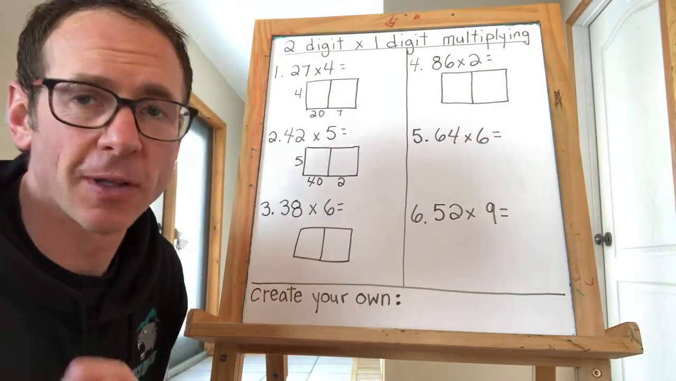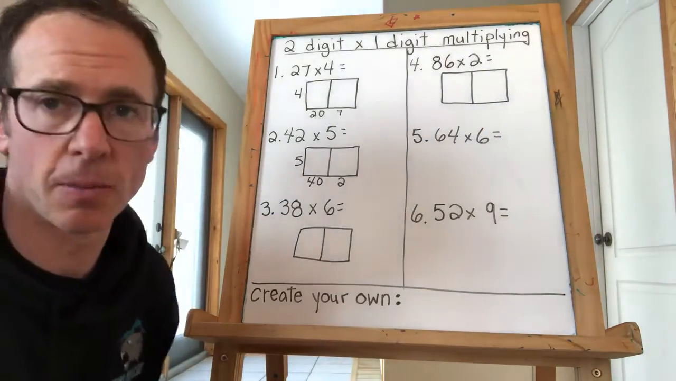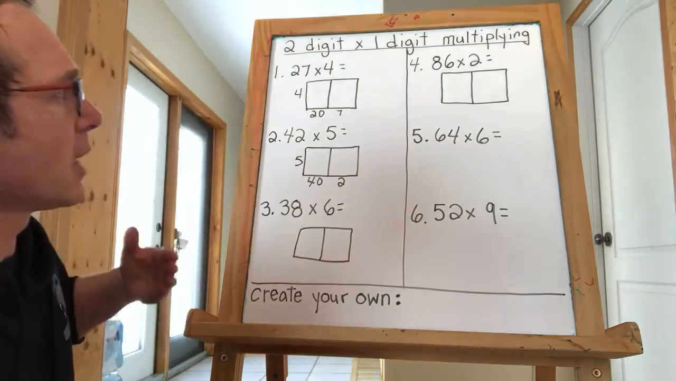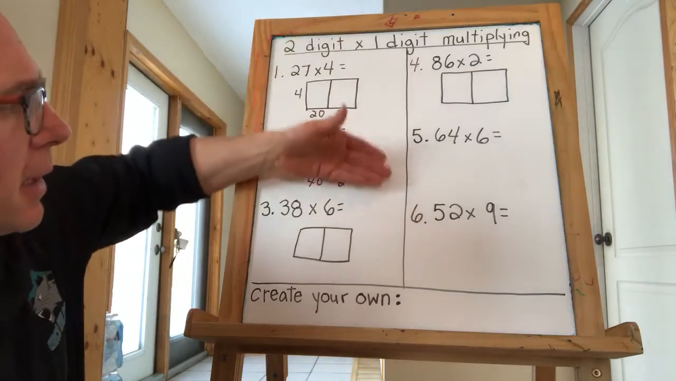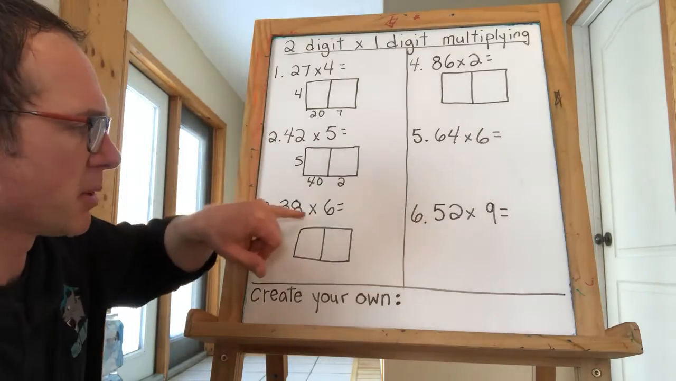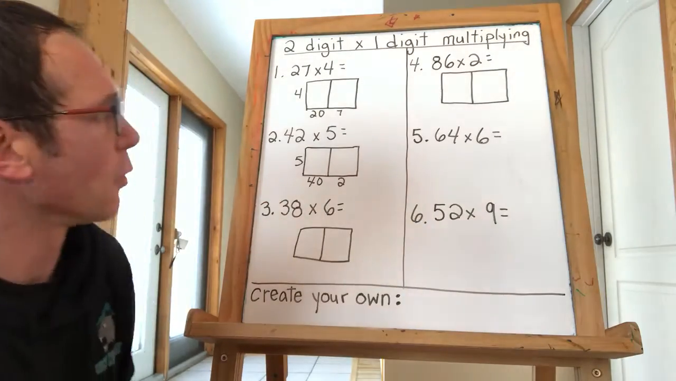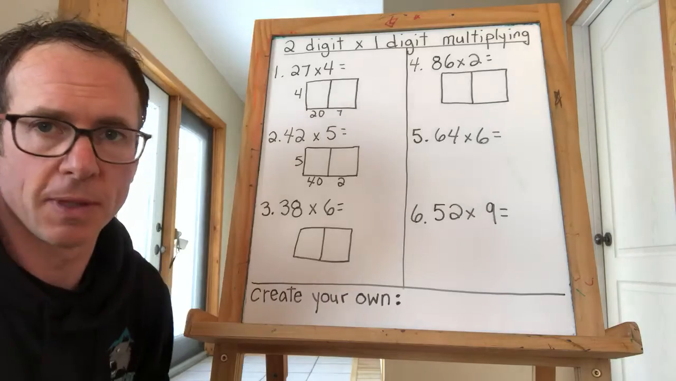Hi guys, I want to talk about 2-digit by 1-digit multiplying. I've given you a page with 6 multiplication questions on it that are all 2-digit numbers by 1-digit numbers. We're going to go over 27 times 4 to begin with.